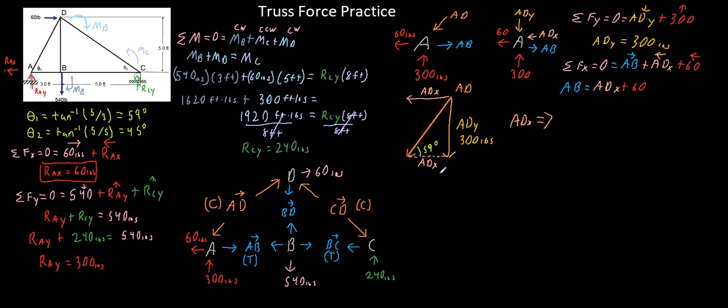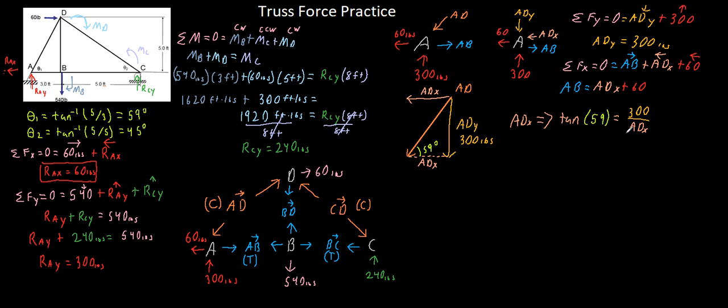what we'll do is we'll say, okay, what do we know? We know the opposite to our angle, and we're looking for the adjacent. Well, that's tangent. So we'd say the tangent of our angle, 59 degrees, is equal to our opposite over our adjacent. Our opposite is 300 pounds. And we're going to divide that by our adjacent, which is what we're looking for, which is just ADX.